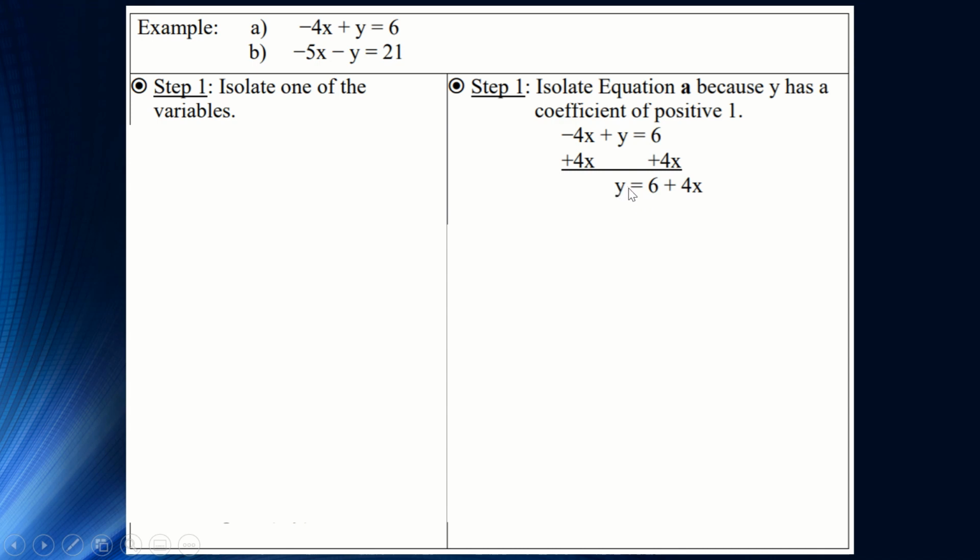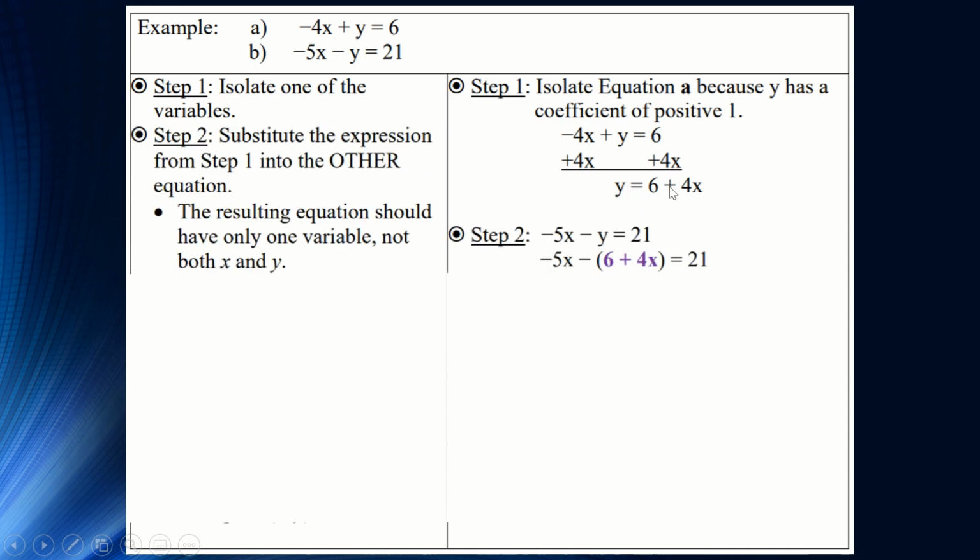We've got y isolated. Step 2, substitute this expression into the other equation, like we did last time. This is where it looks confusing for a second because it's long. But I rewrote equation B, and where you see y, what are we going to put there? We're going to put the expression that we know y is. Y is 6 plus 4x. So let's take out y and substitute 6 plus 4x.